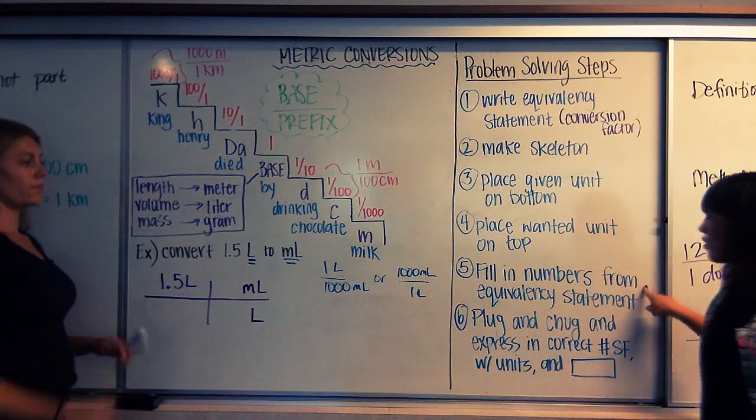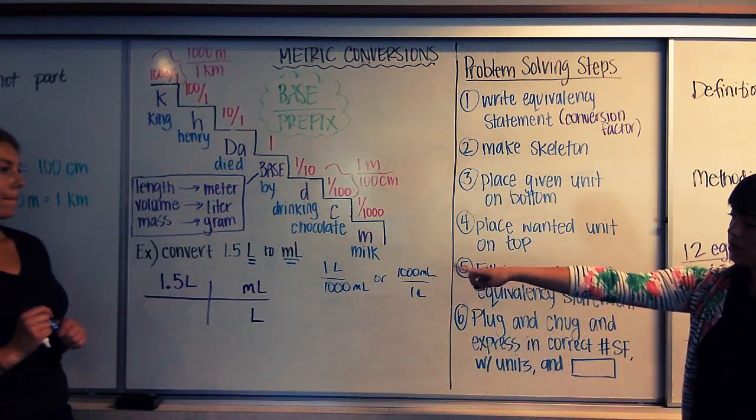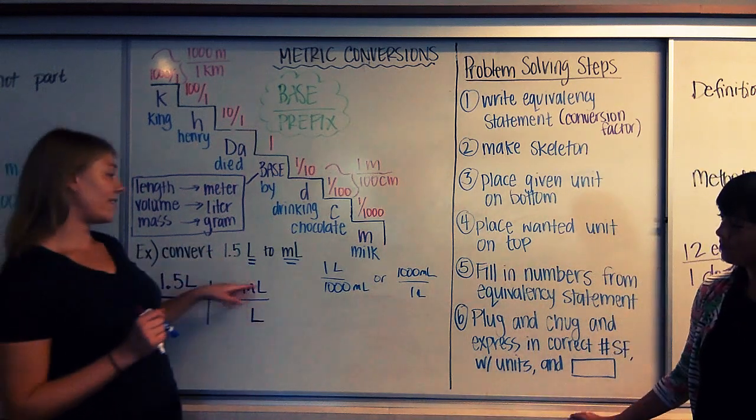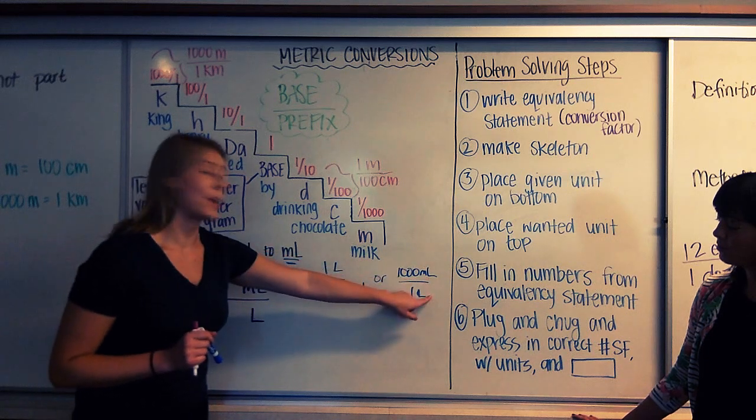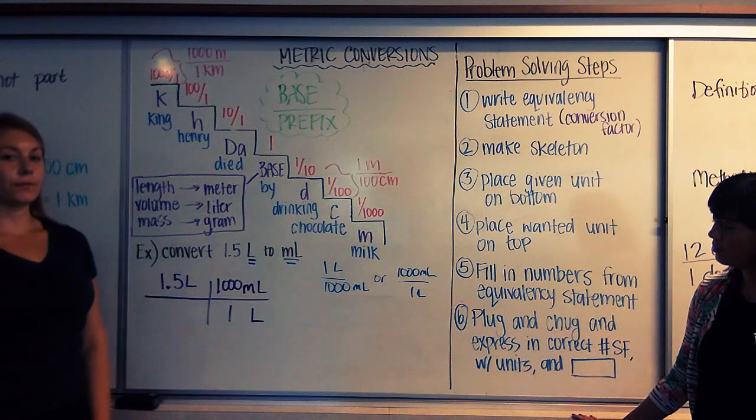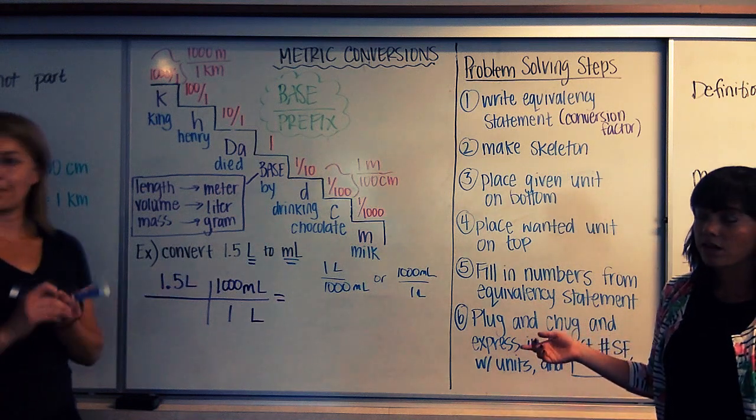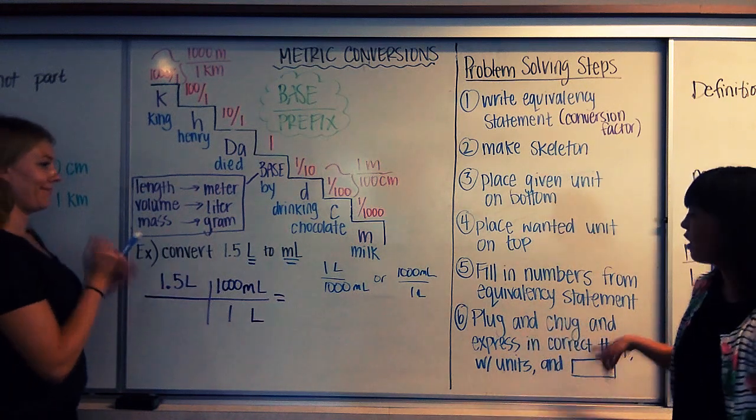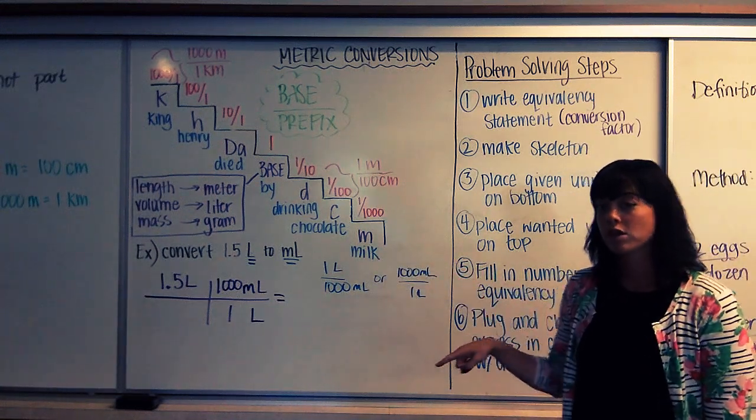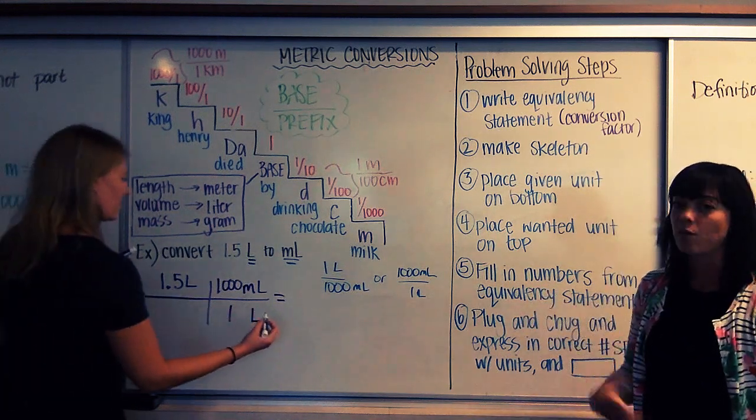Next, you fill in your numbers from your equivalency statement or your conversion factor in order, right there. So this is going to be our conversion factor, this entire thing right here. We can look over it here and see where's milliliters on top and liters on bottom. 1,000 milliliters is equal to 1 liter. Now you're done with all the setup and all you have to do is plug and chug. Right? So all you do is you multiply across the top and then divide by the bottom. So we're going to multiply 1.5 times 1,000 and then divide that by 1.